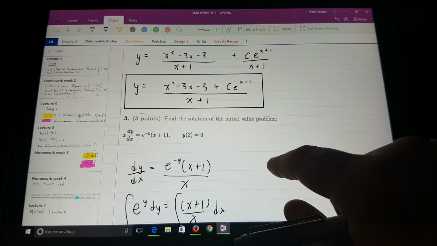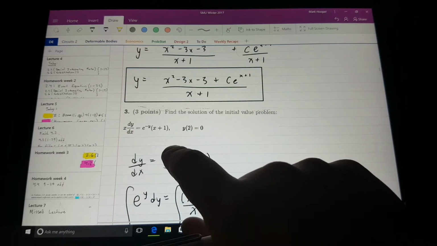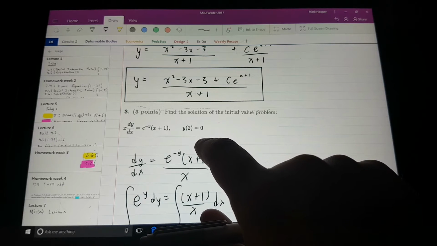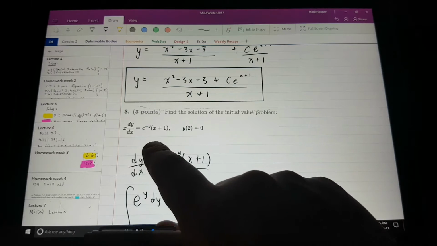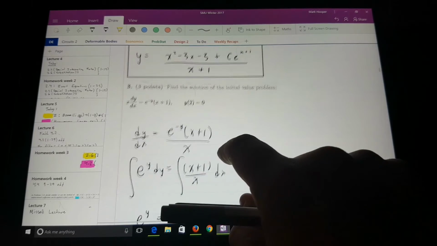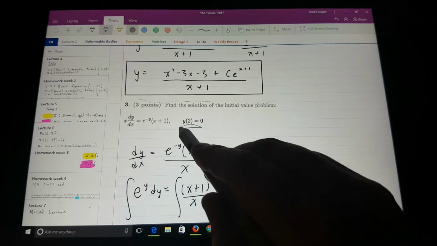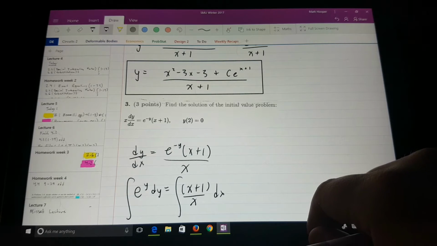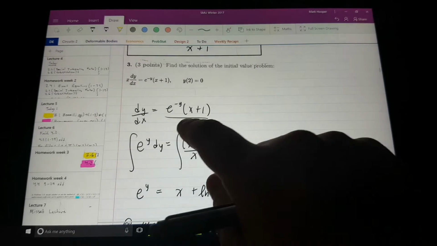Find the solution to the initial value problem. Okay, cool enough. I have y of 2 equals 0. So I guess because we're using this, it's okay to divide by x. It didn't say that it's in a range, but I guess it's kosher because we're evaluating at 2, so we're not actually dividing by 0 at this point. So I think that's okay. dy dx is this.